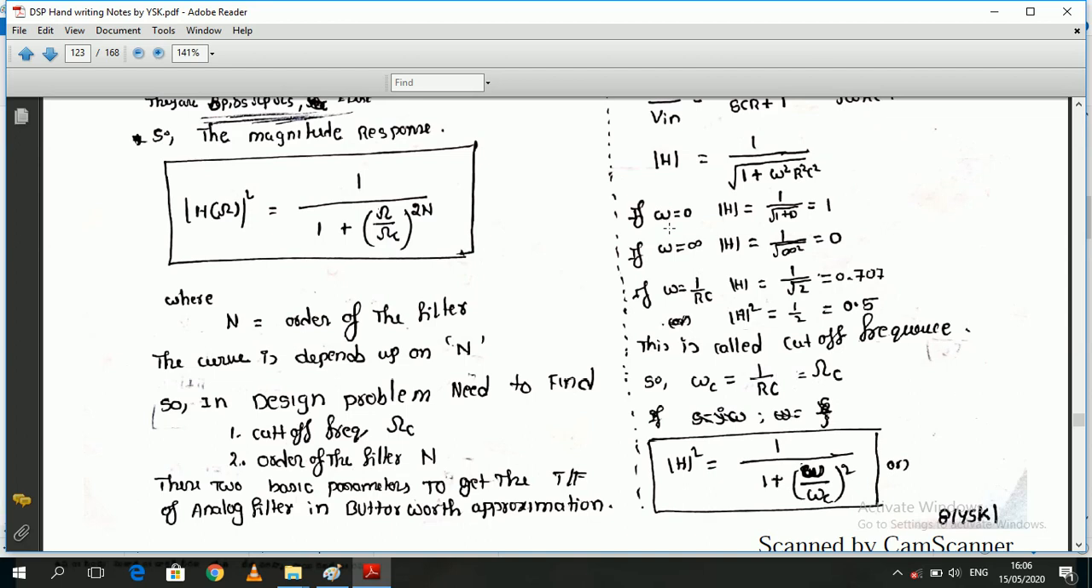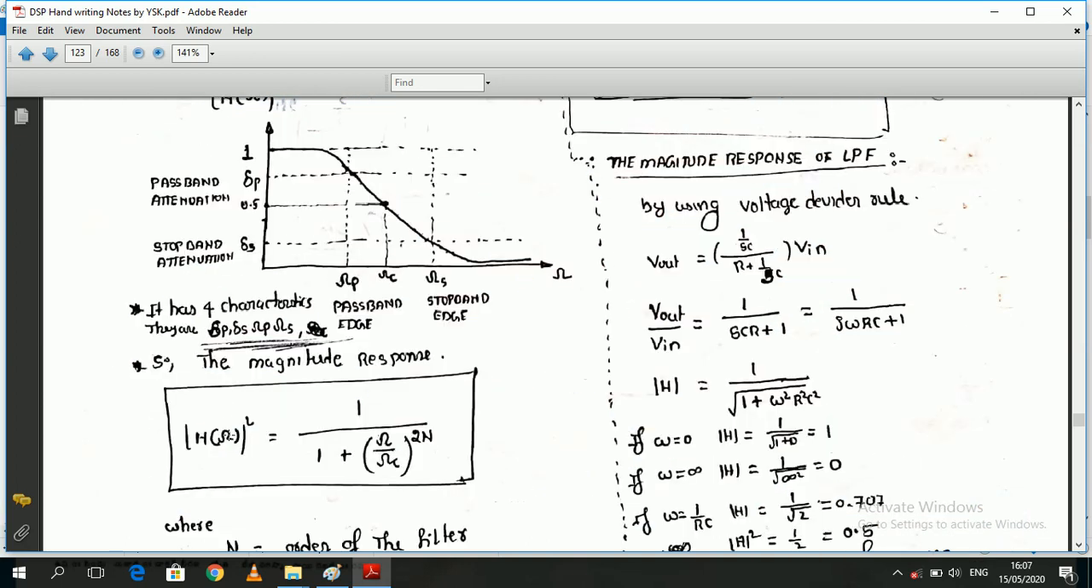If you substitute omega equal to 0, modulus H becomes 1. If omega is equal to infinity, modulus H is equal to 0, and at omega equal to 1 by RC, the magnitude of H is 1 by root 2, that means H squared equals 0.5. That's the magnitude at the cutoff frequency. This is called the cutoff frequency, omega equal to 1 by RC. Here it is rough work, so I represent it like a digital frequency, but since our topic is the analog low pass filter, we have to represent it in ohm. This is the analog frequency.